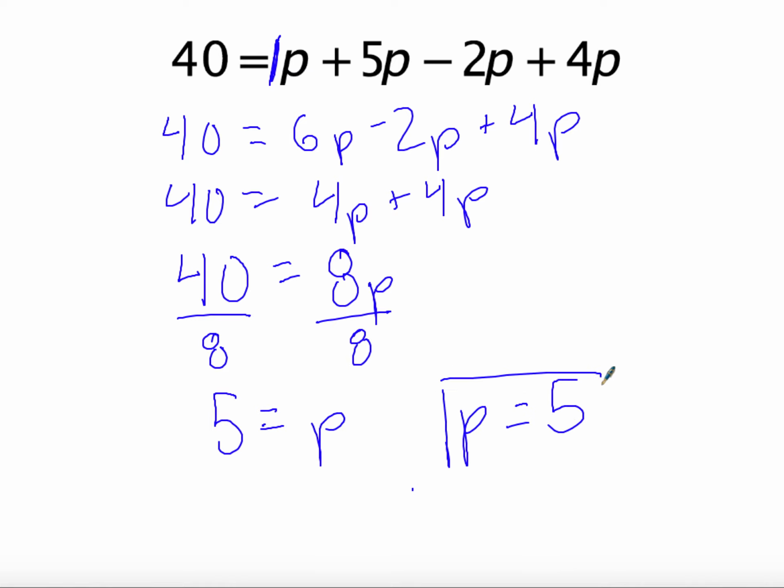I prefer for the variable to be on the left-hand side. So p equals 5. And if I were to plug that back in, let's see if we get the right answer. P equal to 5, so 5 plus 5 times 5 is 25. So we're at 30. 30 minus 2 times 5, so 30 minus 10, we're at 20. 20 plus 4 times 5, which is 20. 20 plus 20 equals 40. So even if you're not asked to perform the check, performing the check in your head or if allowed with a calculator is a great idea to make sure that your solution does in fact make the equation true.